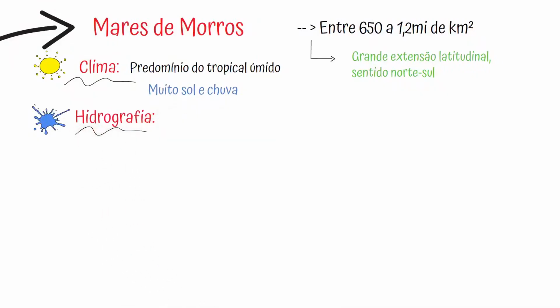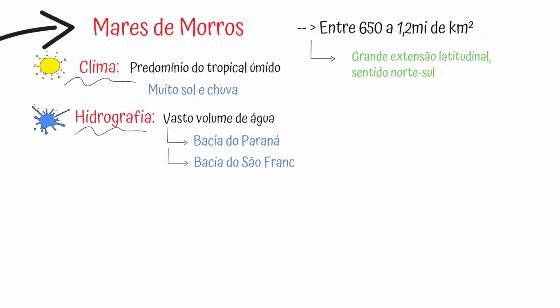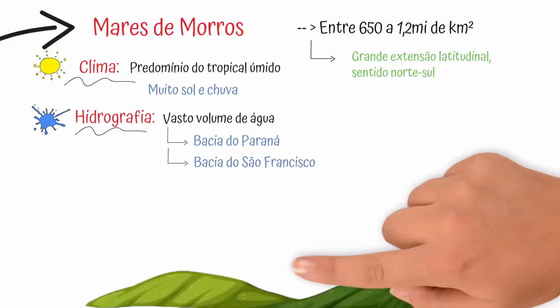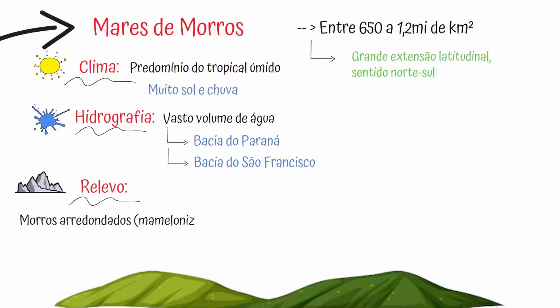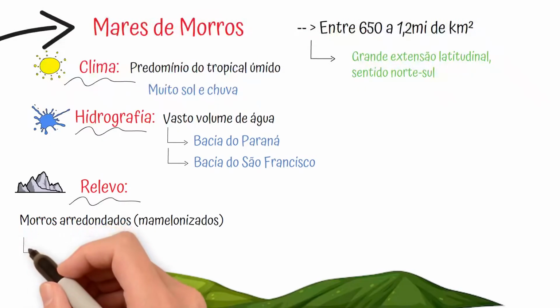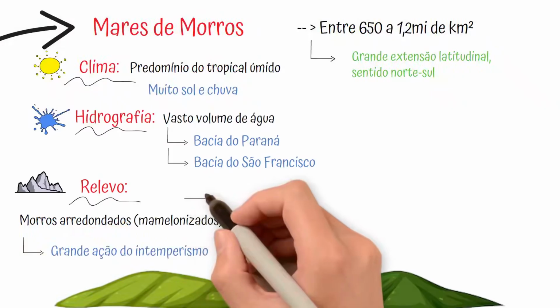And here we have as highlights the river basins, the Paraná River Basin, and also the São Francisco Basin, which will pass through other domains, okay? But it also includes the domain of the Sea of Hills. As for the relief of this domain, as the name suggests, there is a strong presence of hills. And here we have rounded or mamelonized hills. This name sounds strange, but it's widely used. You have to understand that it refers to hills with rounded tops. This is due to the weathering process, which strongly affects the area.